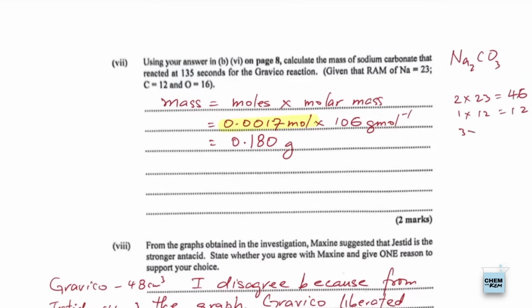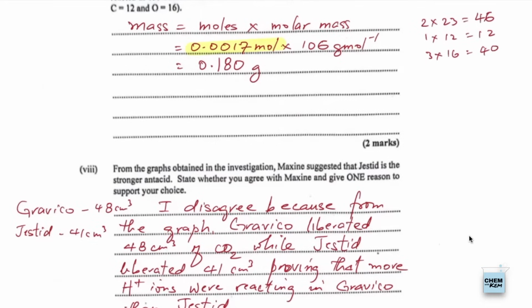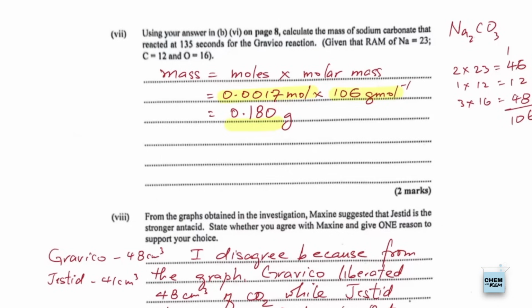And we have 3 times 16, which is 48. 8 plus 2, 10, plus 6, 16. 6 carry 1, 5. 4 plus 1, 5. 6, 4, 10, 106. That's the RFM. We express that in grams per mole to get the molar mass, and we get 106 grams per mole. Multiply that by the number of moles, we end up with 0.180 grams. Per mole cancels out mole, and we're left with our units in grams.